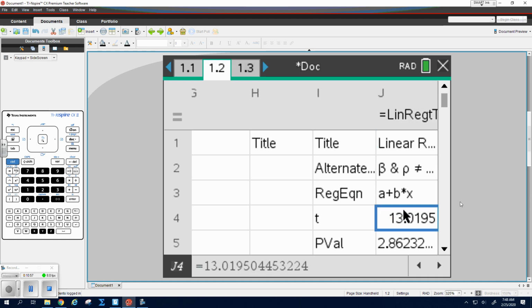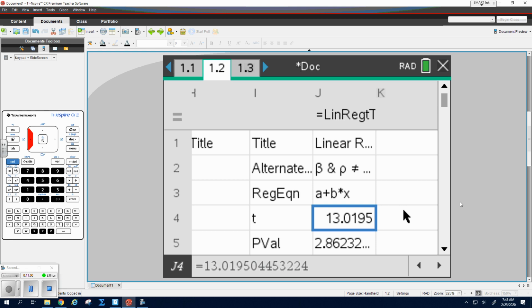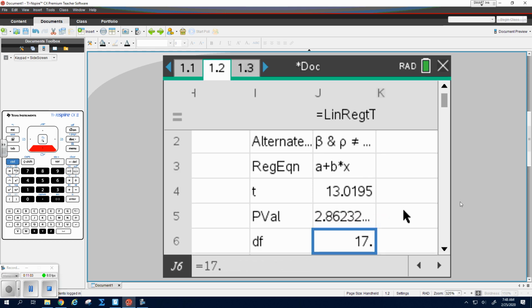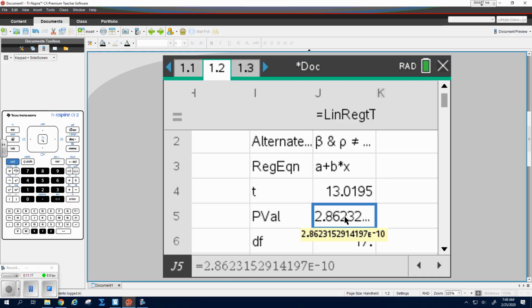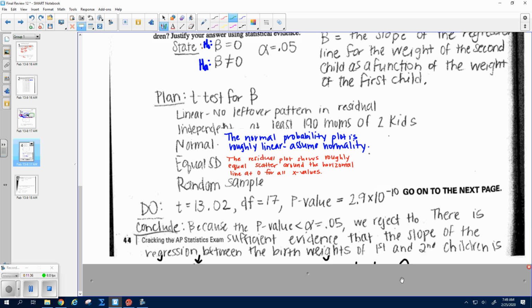So we need the t, our test statistic. We need our p-value, and we need our degrees of freedom, which in this test is n minus 2. So it is 17. That's all I'm showing on this one, just t, degrees of freedom, and our p-value. Now be really careful with your p-value. This looks like it's 2.86, but if you hover over it, it's actually got this little e to the negative 10. You would not know that unless you carefully checked. So be really careful on the AP exam that you check that those don't have scientific notation, because that is basically 0, which makes a difference on your conclusion.